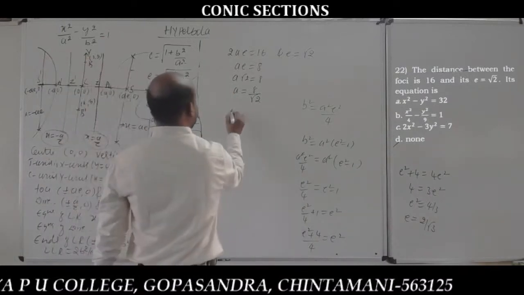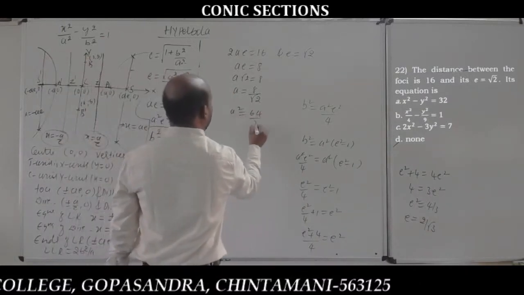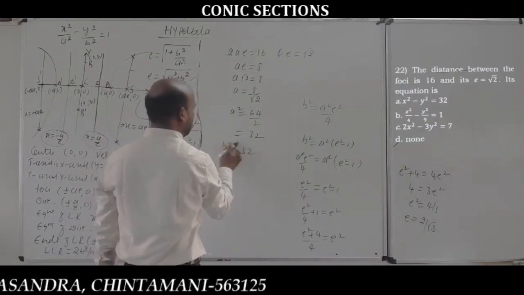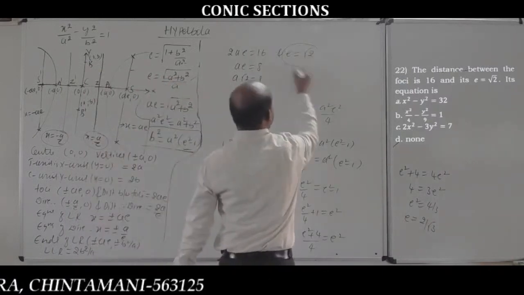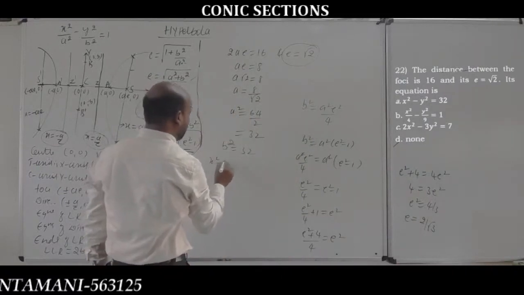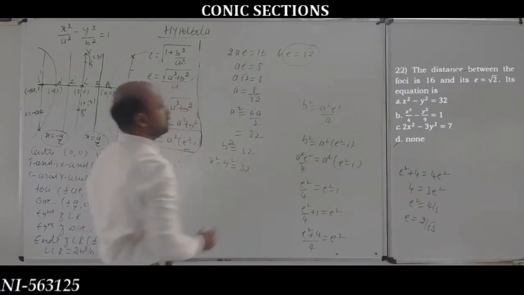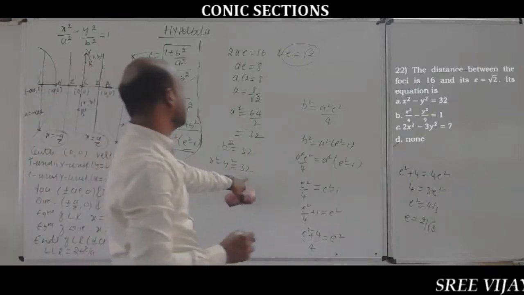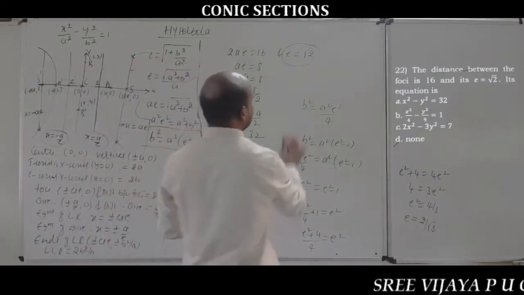And obviously a square is 64 by 2, that is 32. Obviously b square is also 32 because eccentricity is root 2. Equation of hyperbola: x square minus y square equals 32. Rectangular hyperbola: x square minus y square equals a square.